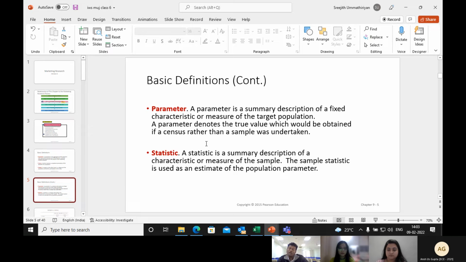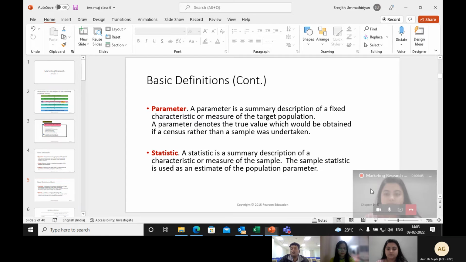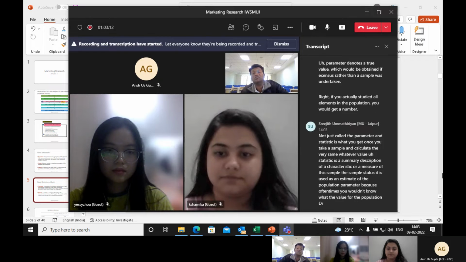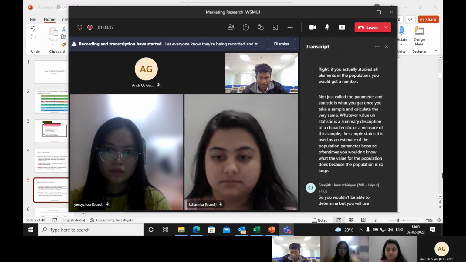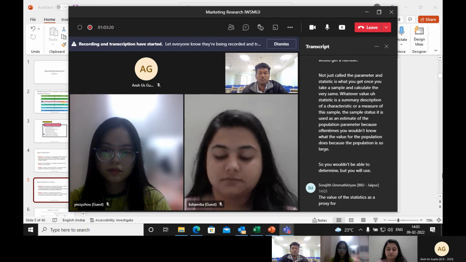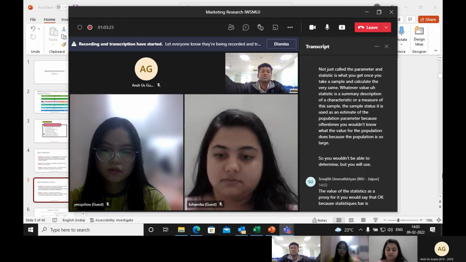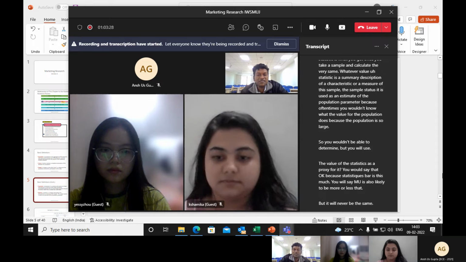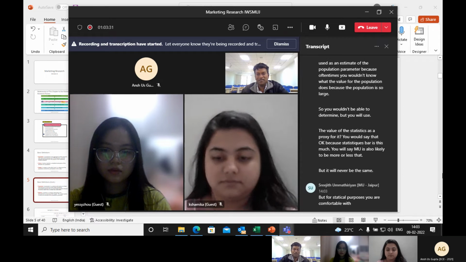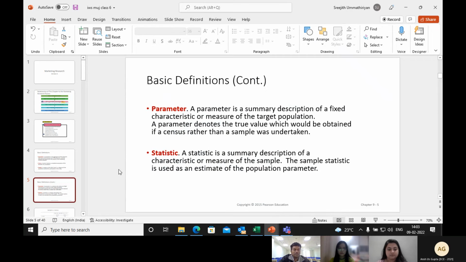And a statistic is what you get once you take a sample and calculate the very same value. A statistic is a summary description of a characteristic or a measure of the sample. The sample statistic is used as an estimate of the population parameter, because oftentimes you wouldn't know the value for the population, since the population is so large. So you use the value of the statistic as a proxy. You would say that, because the statistic X bar is this much, mu is also likely to be more or less that, but it will never be exactly the same. But for statistical purposes, you are comfortable with that. All right. So that is the concept.